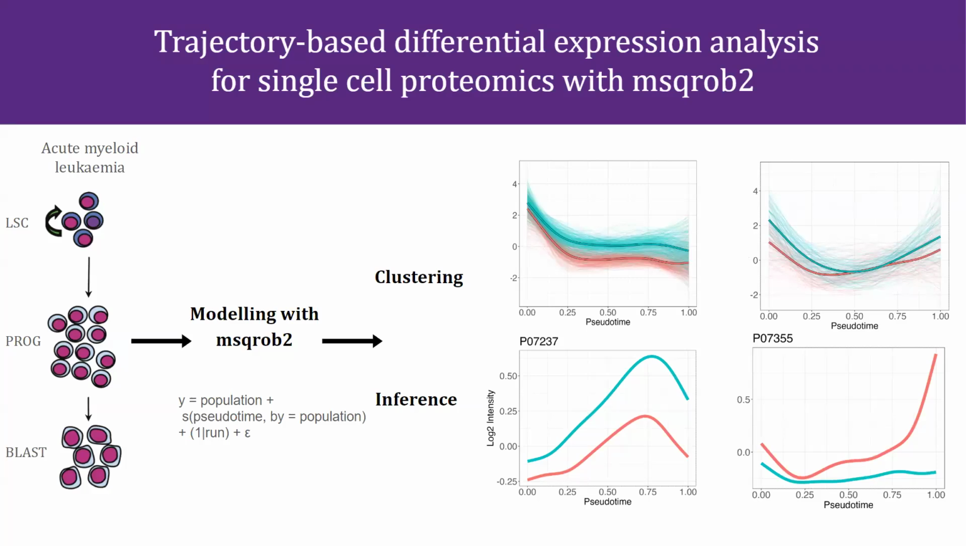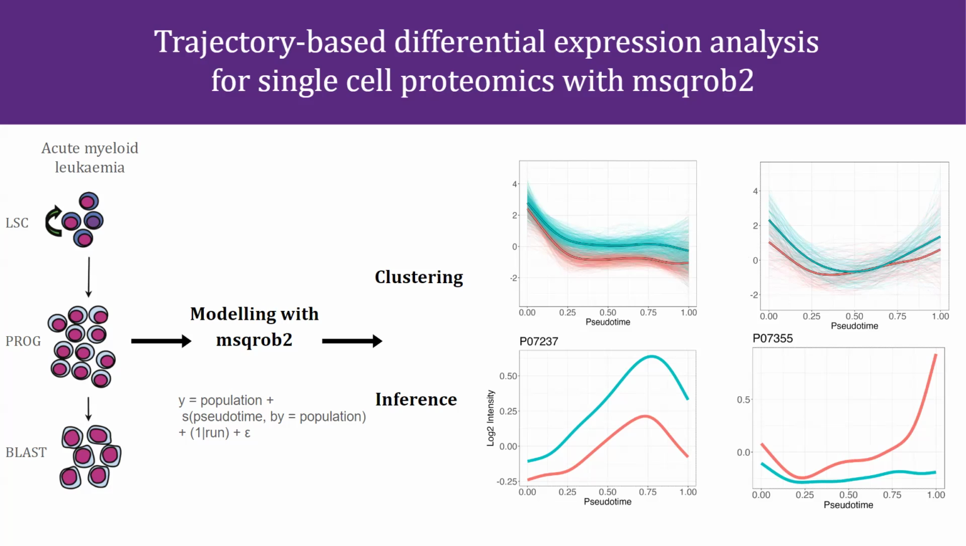Hello, everyone. So my poster is about trajectory-based differential expression analysis with msqrob2. We could already do complex designs with msqrob2. We have now extended it, so you can also do trajectory analysis or time course data analysis. And in my poster, I'm showing how we can do this on the AML dataset, which is quite well known, where you see that you have this trajectory of the stem cells that go to progenitor and blast cells.